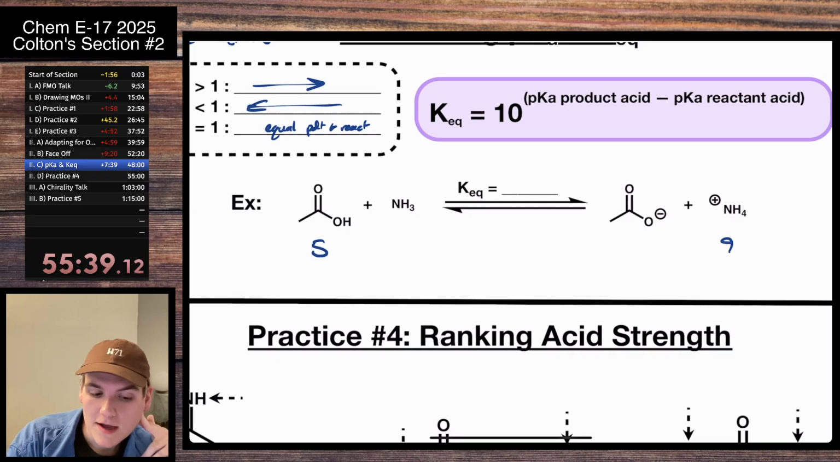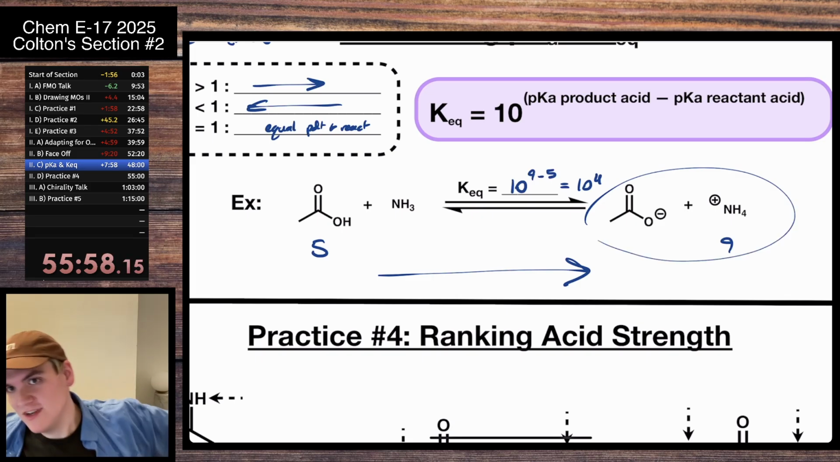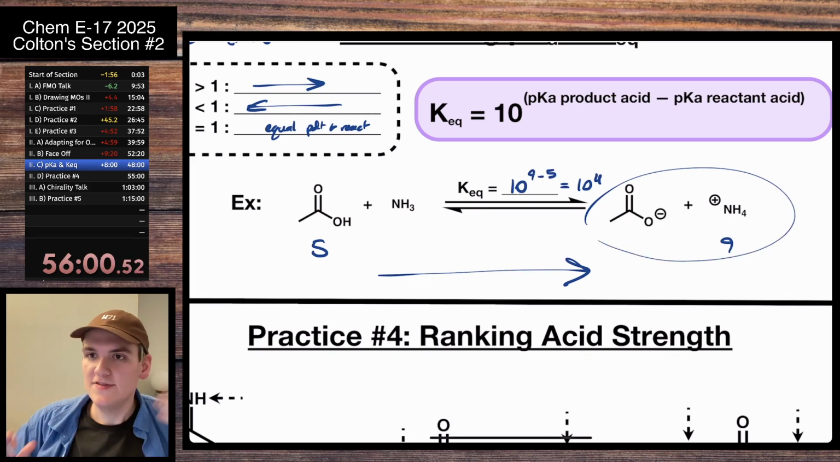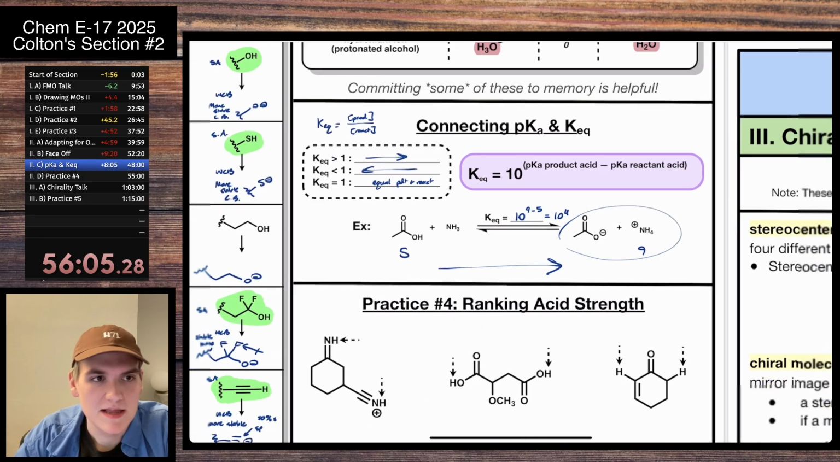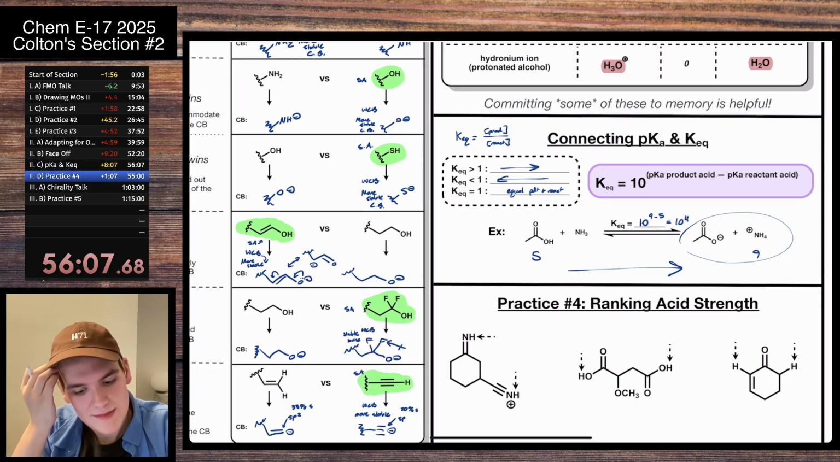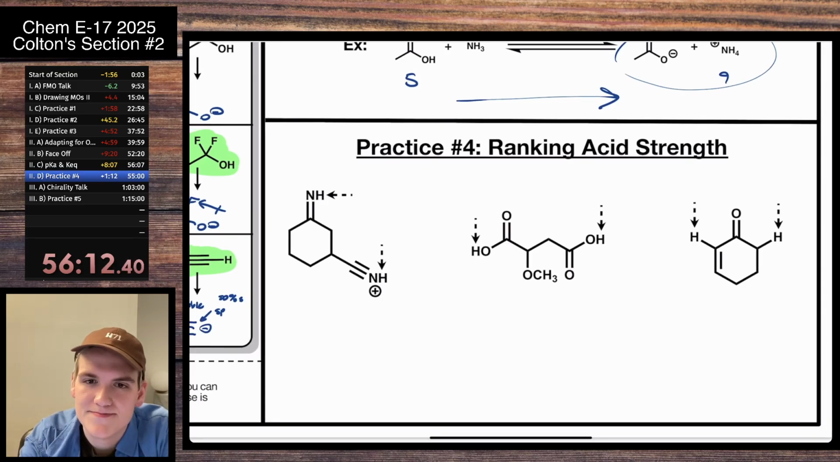So looking at the pKa's of the acid on either side of the equation, we can use this formula: 10 to the power of the pKa of the product acid, which in this case is 9, minus the pKa of the reactant acid, which is 5. That is going to give us our Keq. So 10 to the 9 minus 5, well 9 minus 5 is 4, so this is 10 to the 4. Now is 10 to the 4 bigger than 1? Yes, it is. And so the reaction is going to favor the formation of these products over here. And so I think on the problem set you'll have 1 or 2 small things with this, but just a little brief connection.